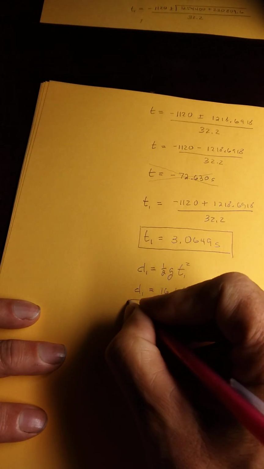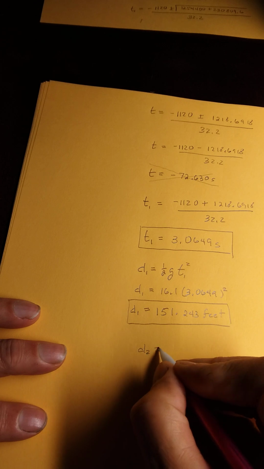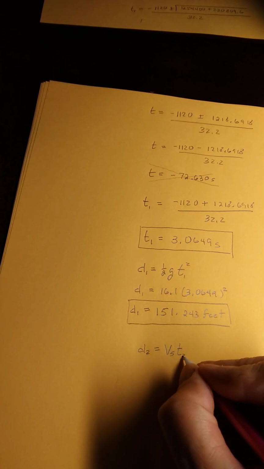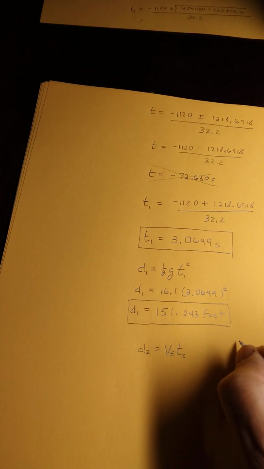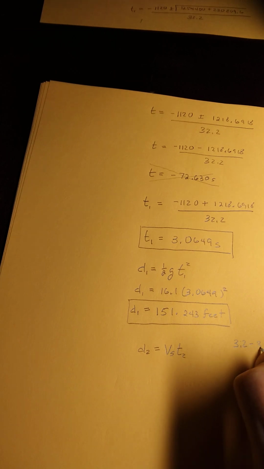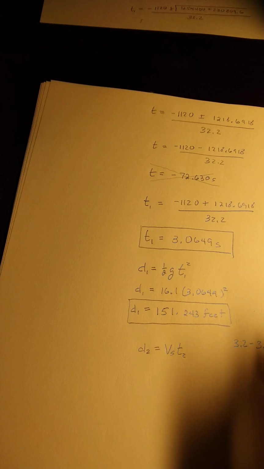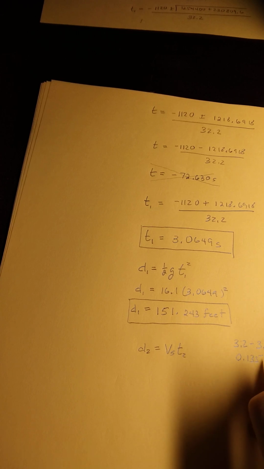All right, and let's see if this works in D2. D2 is equal to the velocity of the sound times T2. Well, how are we going to find T2? Well, we find T2 simply by saying 3.2 minus 3.0649, and that comes to approximately 0.135 seconds, around in there.